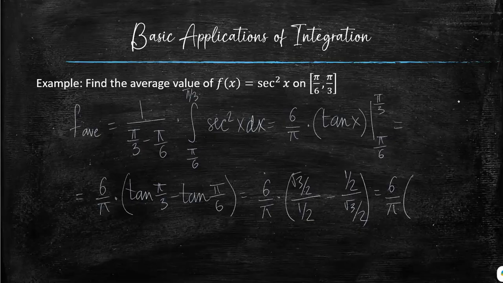2's go away, and then we have, so what is this? Root 3 minus 1. So it's 3 minus 1, 2 over root 3. We can rationalize the denominator, so it becomes 4 root 3 over pi. Something like this. That's it.